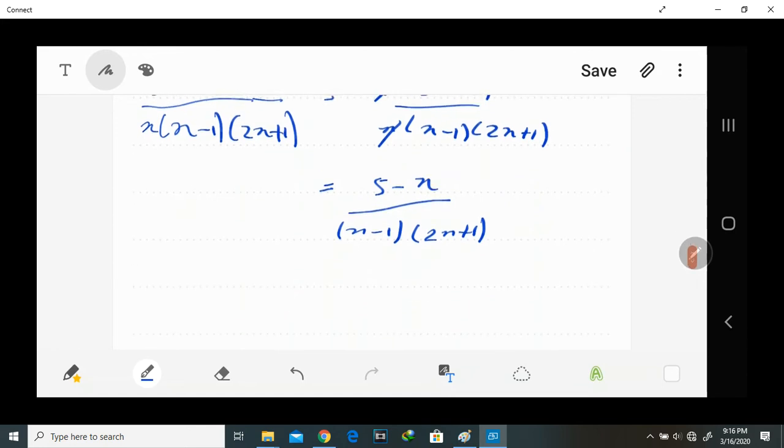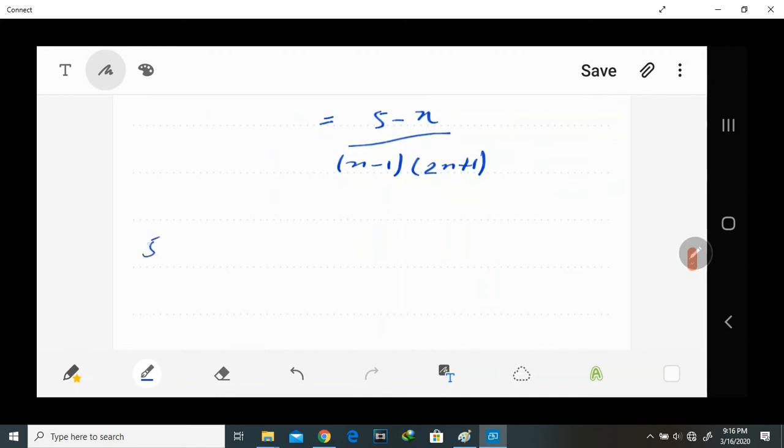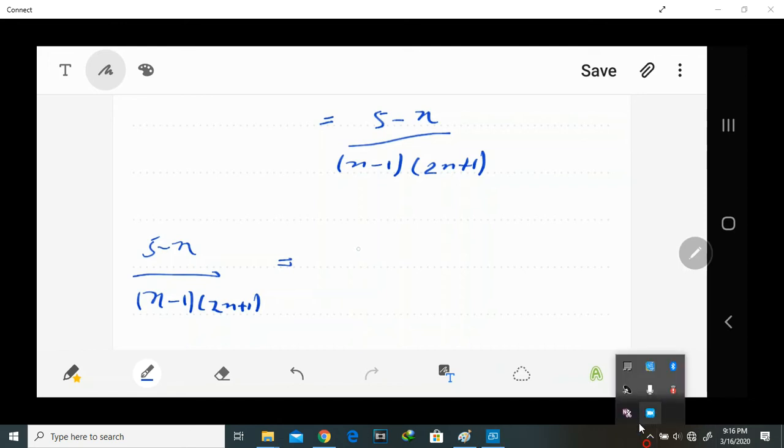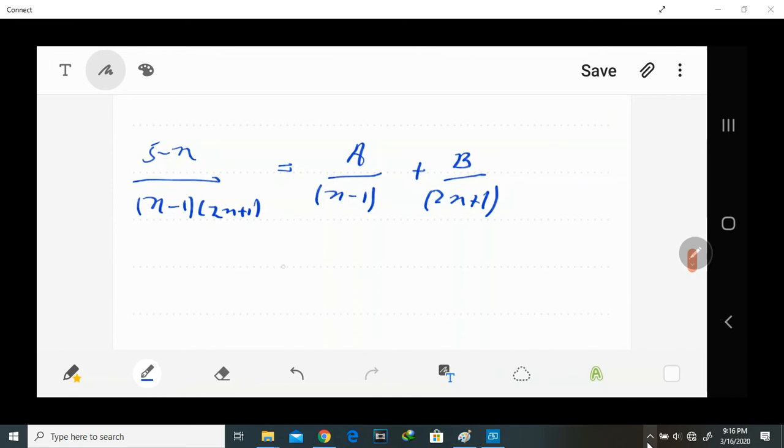So from this example, I wanted to highlight that when you get a problem, do not walk straight into it blindly. Just take a minute or two to see whether you can identify stuff like this. Otherwise you would have had to solve an extra variable. So when you break this up, you would get a over x minus 1 plus b over 2x plus 1. And now it's simple like the other problems we discussed.